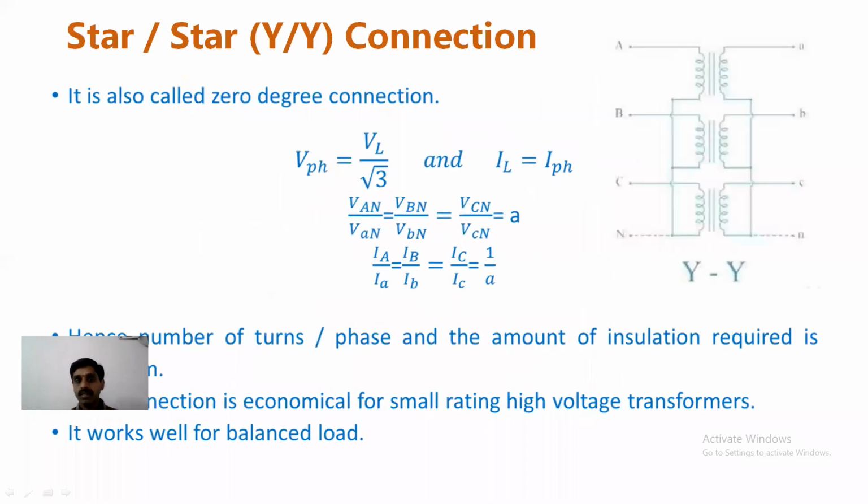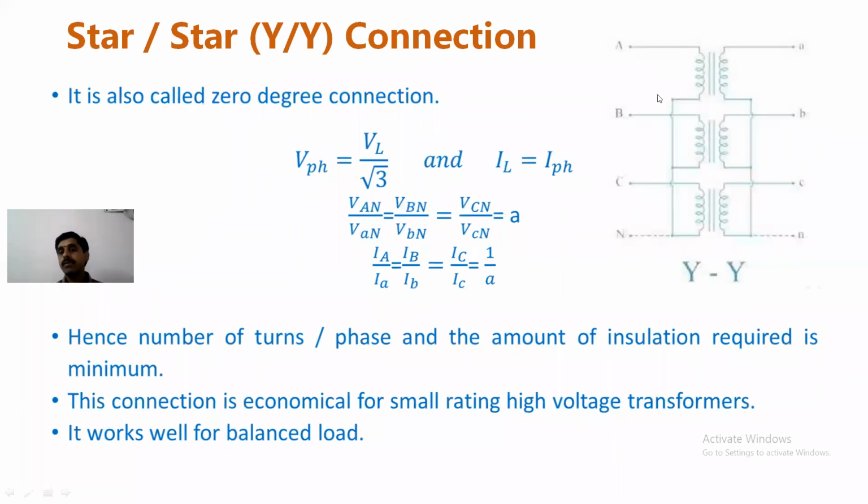Let us go ahead with the star-star connection. You can see the primary side star connected with a neutral point, and secondary side also star connected with the neutral common point. So we know this relationship VPH equal to VL by root 3. IL is equal to I phase, line current is equal to phase current, phase voltage equal to 1 by root 3 of line voltage. So you must have idea about this first. So next, the ratio of the primary voltage to secondary voltage is equal to A. Same way, primary current to secondary current equal to 1 by A is what we said.